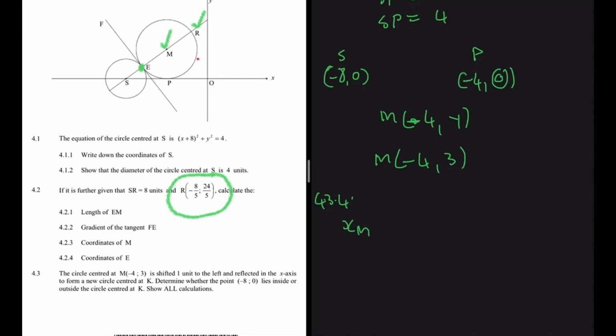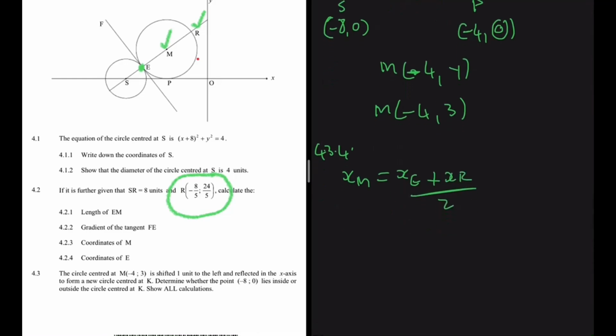Why are we saying it's the midpoint of ER? Because from E to M is the same distance as M to R, and they're on the same straight line. So M is the midpoint of ER. So we can say x of M is x of E plus x of R divided by 2.